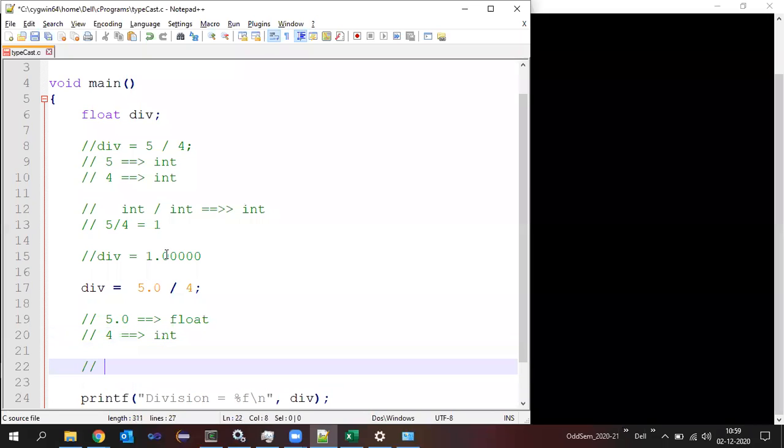Now pay attention here. What I am performing here is float divided by int. Now, if you look at the data types here, are both the data types the same or different? I'm performing a division operation, but the numerator is a float data type, whereas the denominator is an integer data type. Definitely these two are not the same.